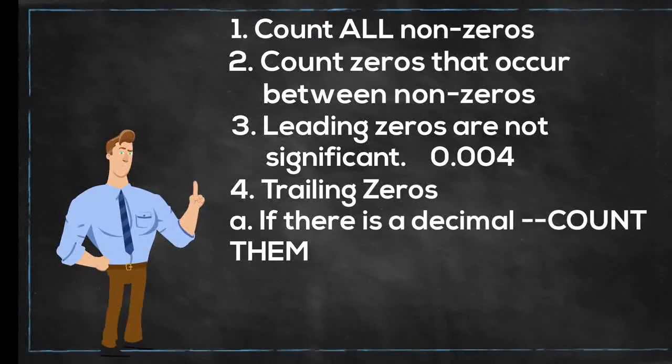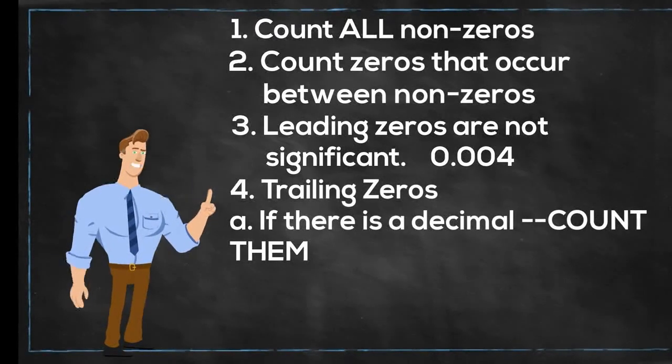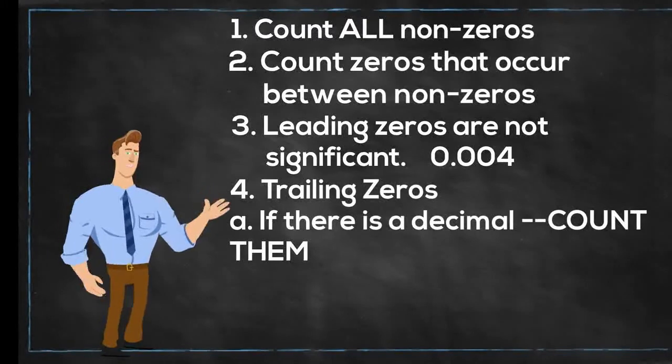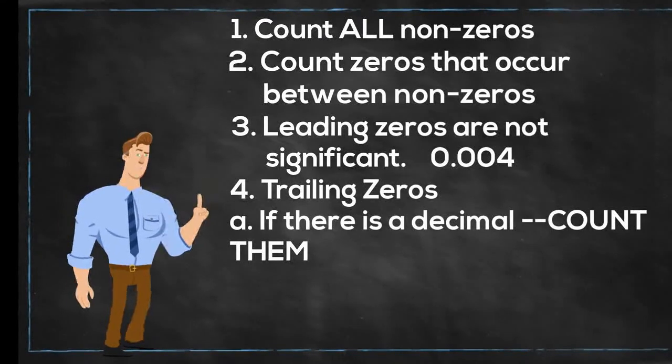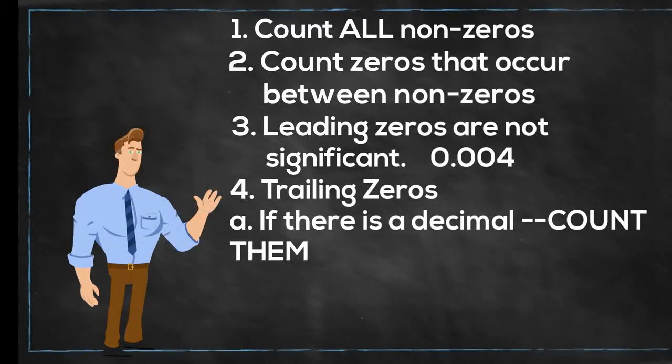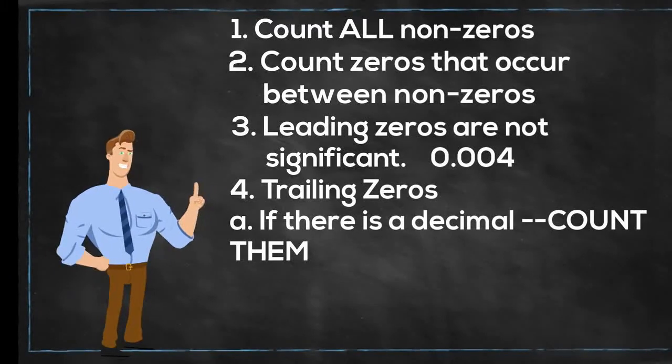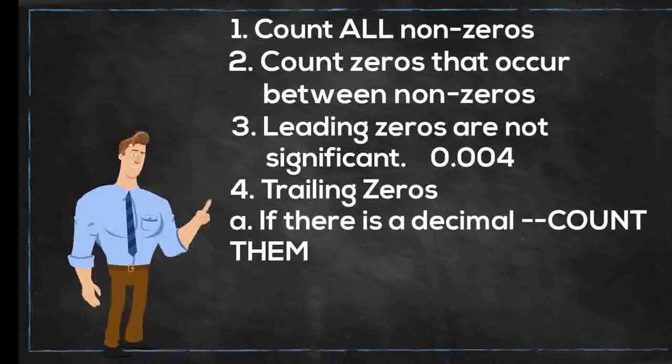Trailing zeros are zeros at the end of a number. If there is a decimal, then count them. The way I remember this is that zeros always need a decimal to help them. And then finally, if there's no decimal, do not.